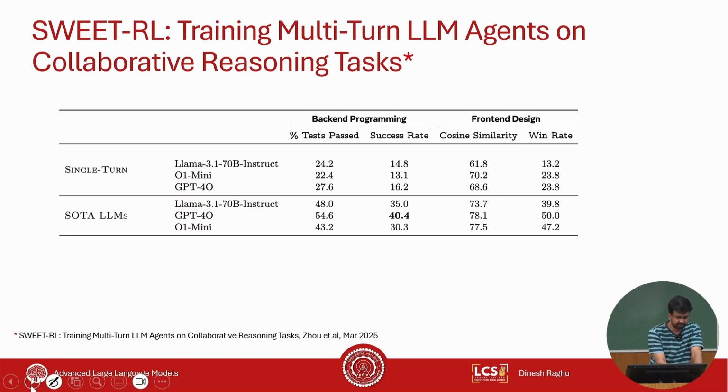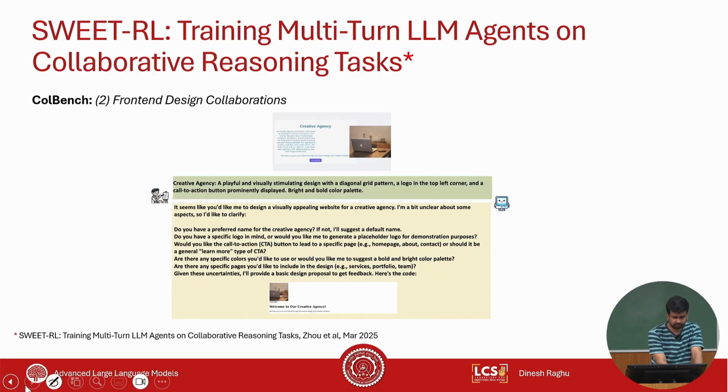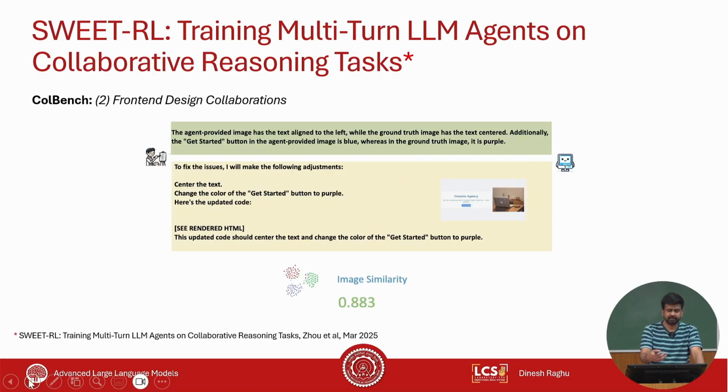And then same as before, the user keeps interacting with it, and at some point in time, the model would say render.html and gives the right one. And when it stops here, what they do is they compute an image similarity between what the agent generated and what the ground truth was. And here the image similarity is around 88%, which is pretty good, right?